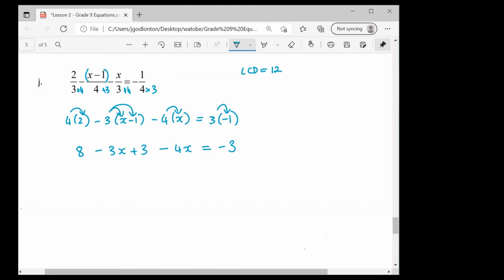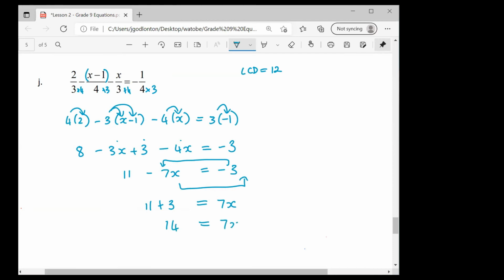I'm now just going to simplify both sides. So my 8 plus my 3 is 11, and negative 3 minus 4 is negative 7x, which equals negative 3. I'm going to move that 3 over, and that's 7 over. So I have 11 plus 3 is equal to 7x.